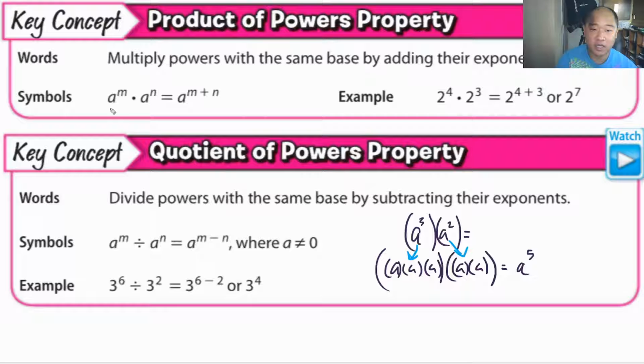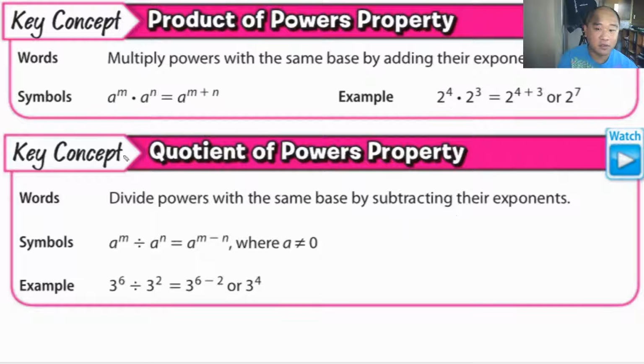And so that's what happens when you are multiplying exponents, is that you just add them together. Here we have another example. You just add them together, right? And the same thing happens with division.